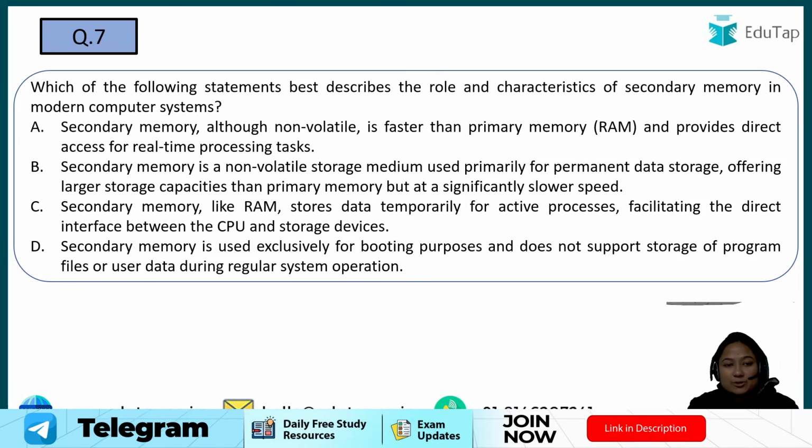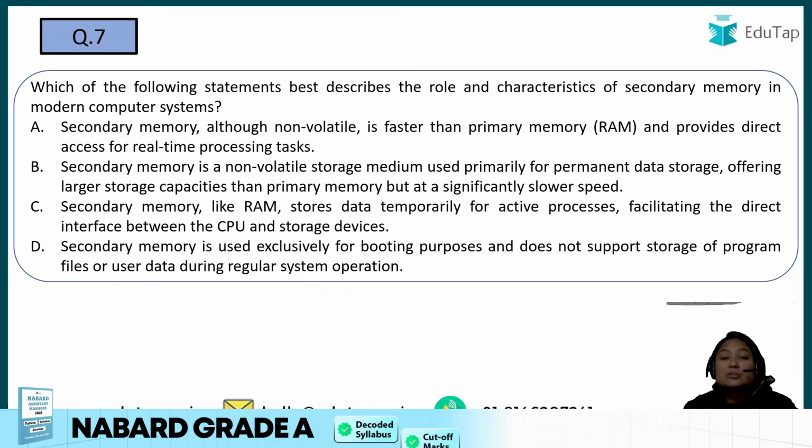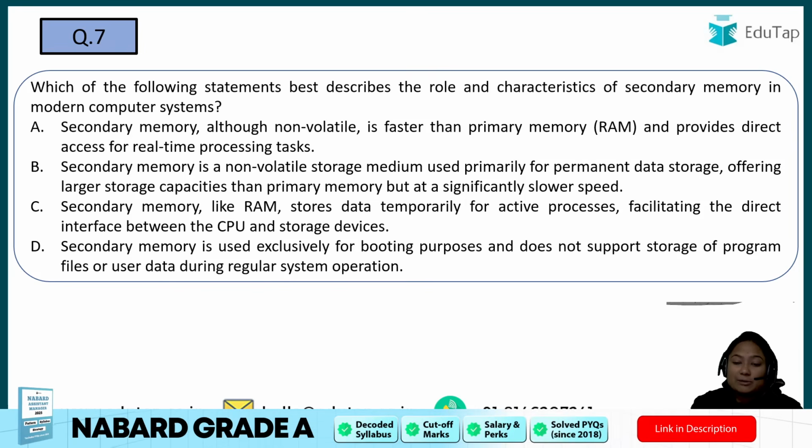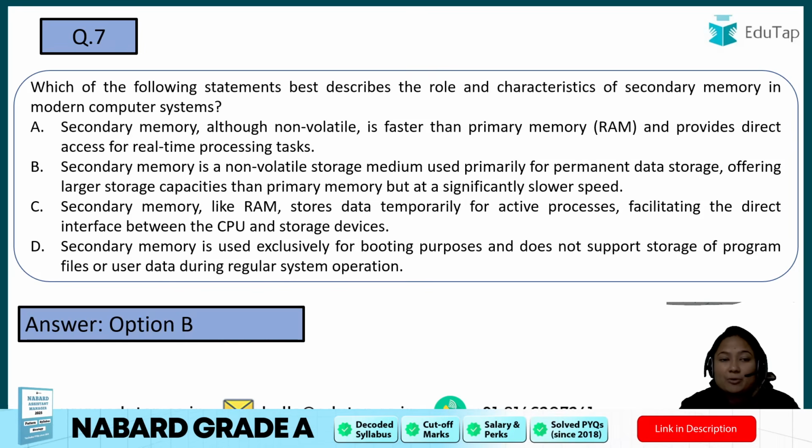Let's go to the next option. Secondary memory like RAM stores the data temporarily. So we all know RAM is part of the primary memory, so we can cut it out here. Okay. Secondary memory is used exclusively for the booting purpose. Of course not. Only ROM is used for the booting purpose. So the correct answer here will be option B.